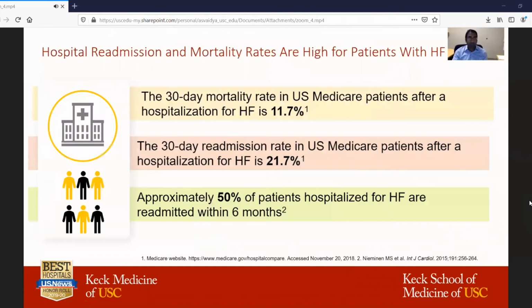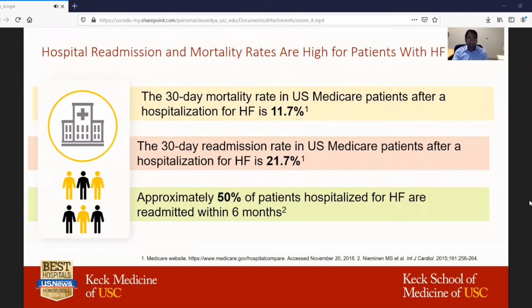But the rates of readmissions and what that means is really impactful to your patients. So the 30-day readmission rate in heart failure patients is about 22%, but there's a mortality of about 12% after hospitalization for heart failure within 30 days. That should be pretty alarming to all of you. And approximately 50% of patients hospitalized for heart failure are readmitted within 6 months.